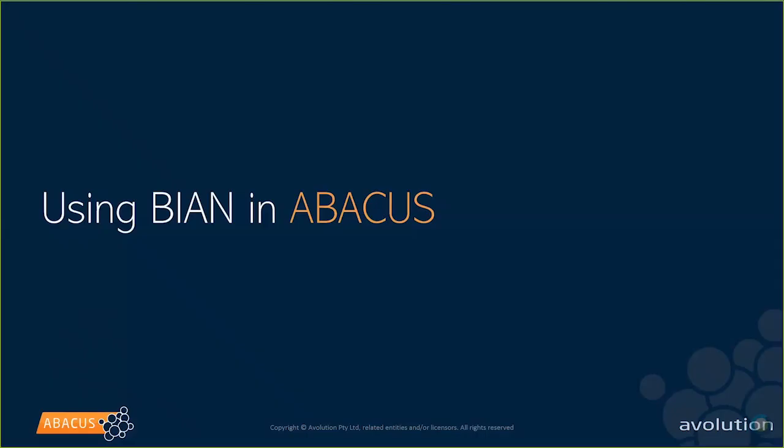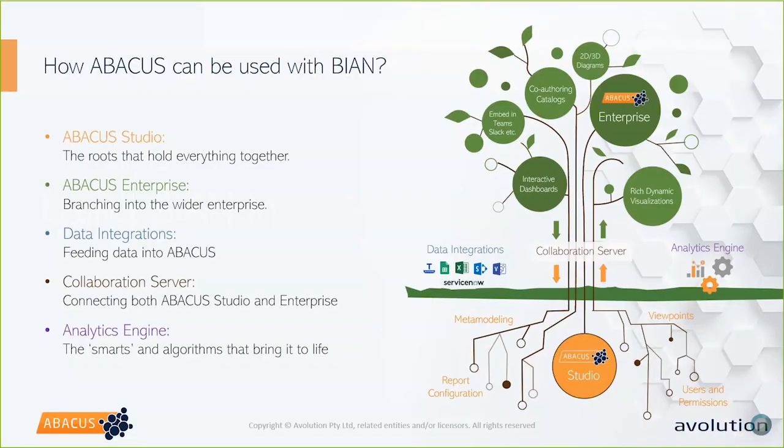So now we'll go on to using BIAN in ABACUS. ABACUS is split into two main products. And as you can see from the tree visualization on the right, we have ABACUS Studio at the bottom and ABACUS Enterprise at the top. ABACUS Studio can be thought of as the roots that hold everything together in the tree. This is where the enterprise architects will do their modeling, they'll draw diagrams and produce reports. And at the top we have ABACUS Enterprise, which is our dashboarding solution.